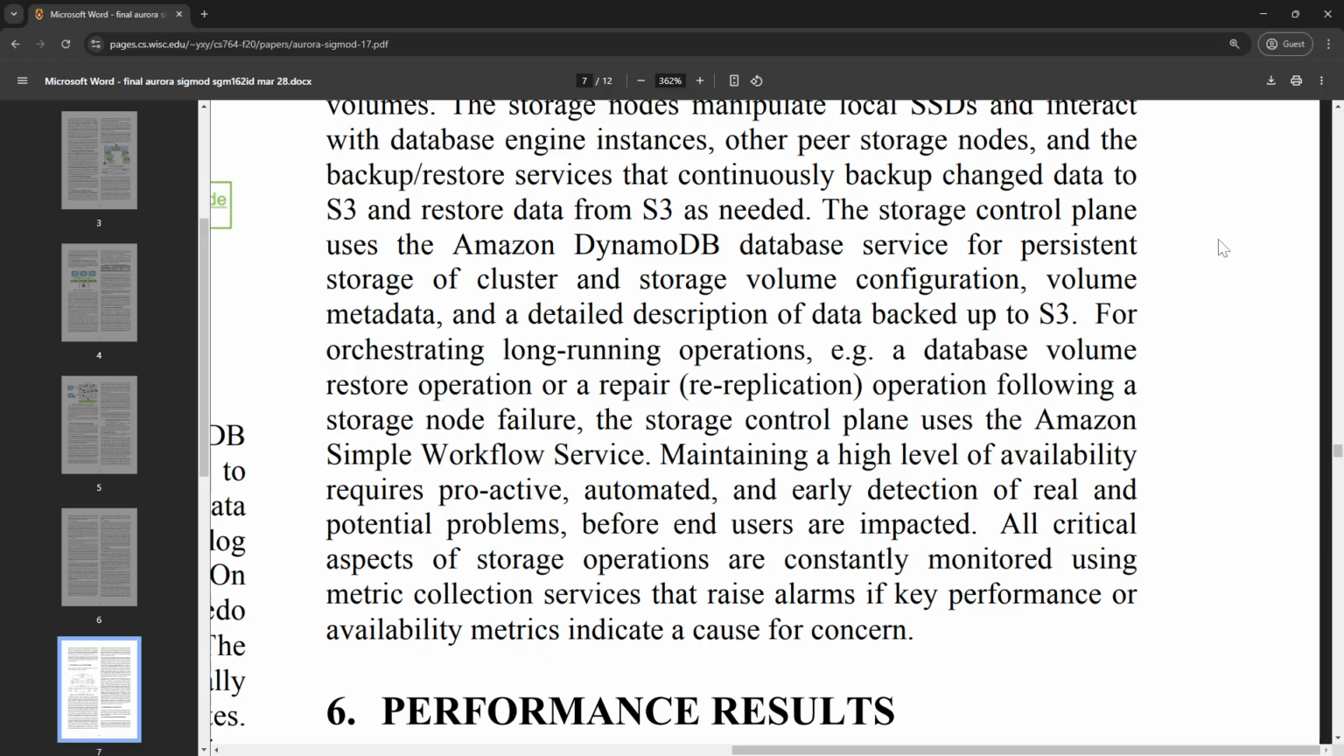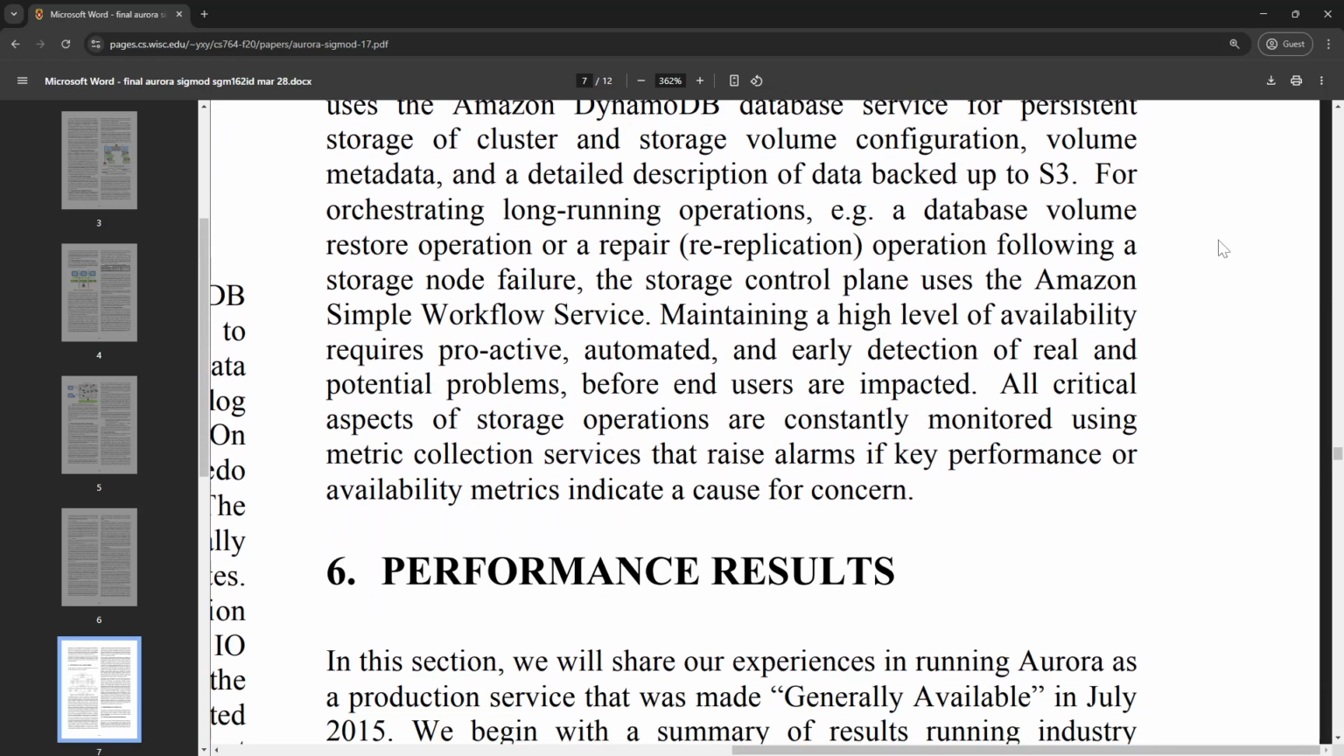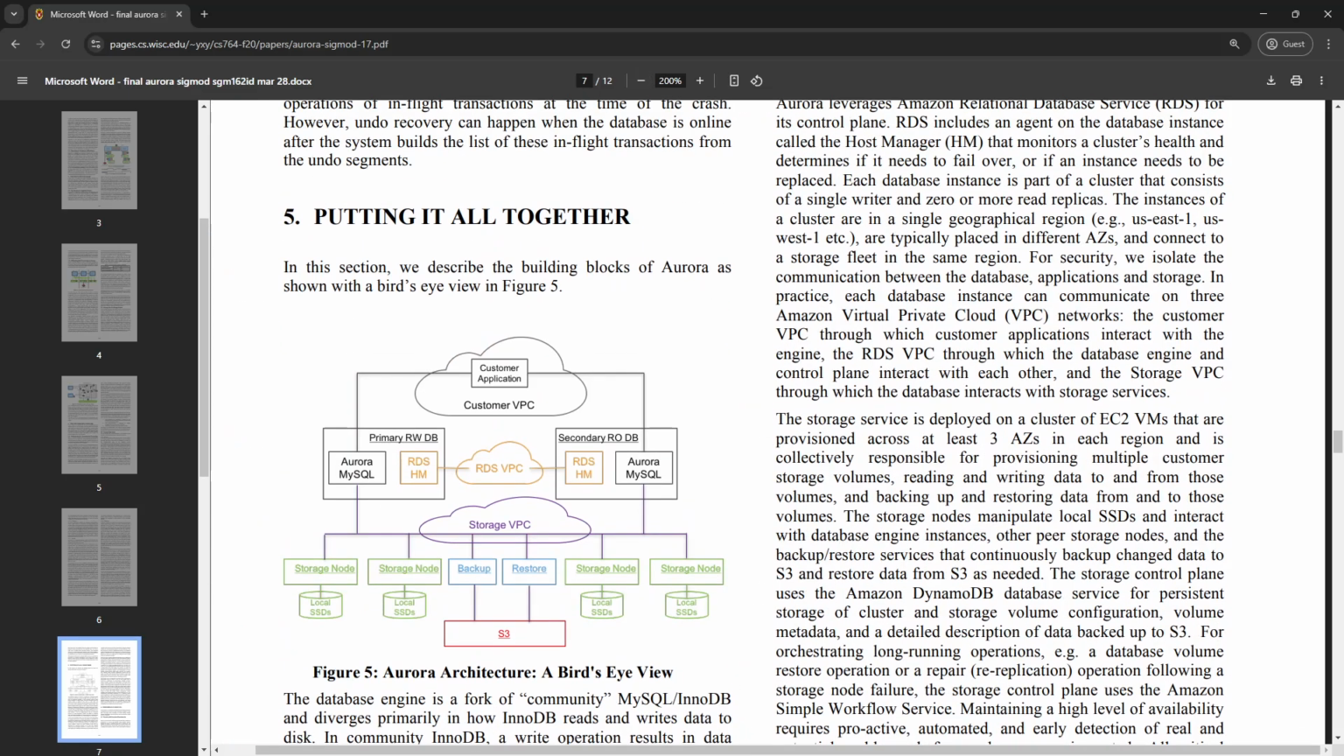Maintaining a high level of availability requires proactive, automated, and early detection of real and potential problems before end users are impacted. All critical aspects of storage operations are constantly monitored using metric collection services that raise alarms if key performance or availability metrics indicate a cause for concern. And that's the end of section 5, putting it all together.